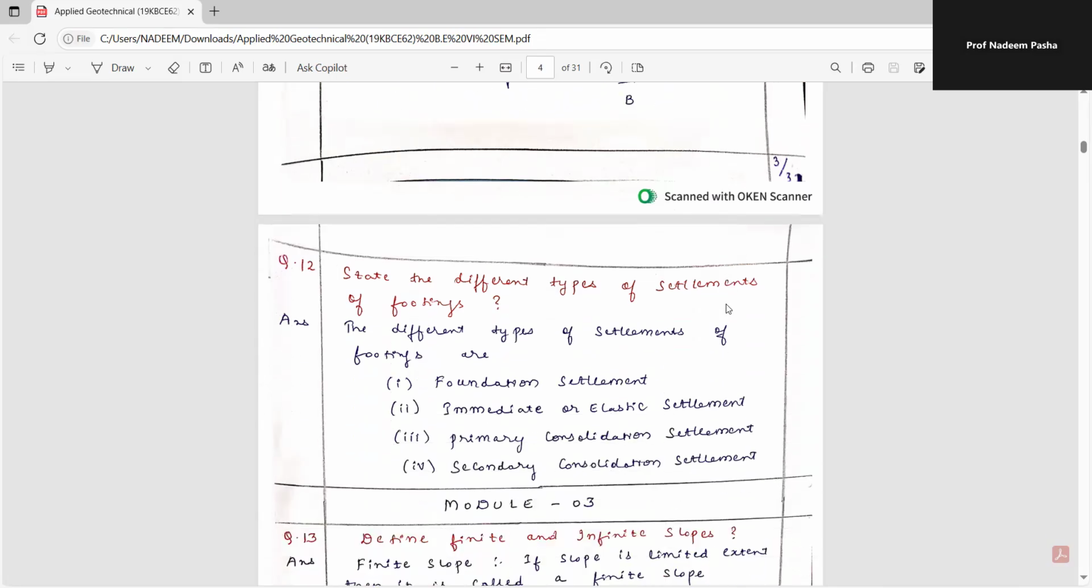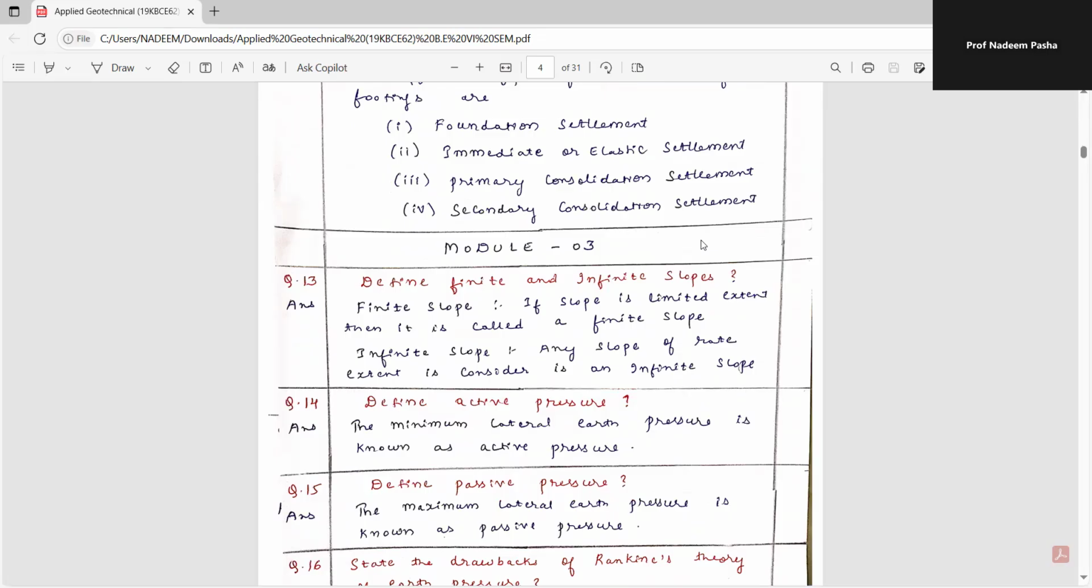State the different types of settlement of footing. The different types of settlement of footings are foundation settlement, immediate or elastic settlement, primary consolidation settlement, and secondary consolidation settlement. So four types of settlement are there. Number one is foundation settlement. Number two, immediate or elastic settlement. Number three, primary consolidation settlement. Number four, secondary consolidation settlement.